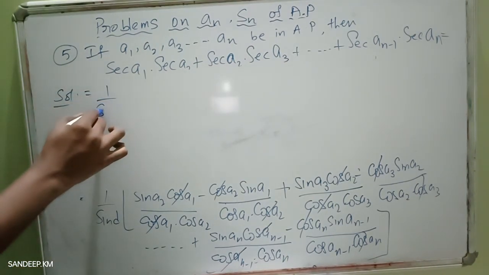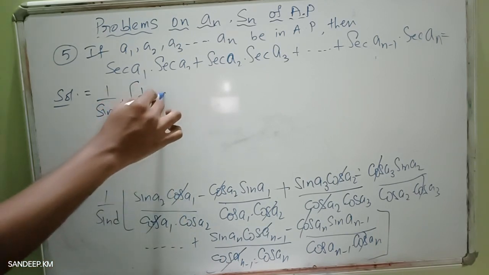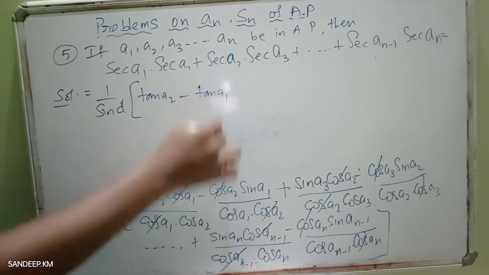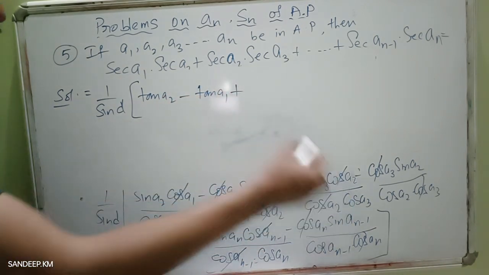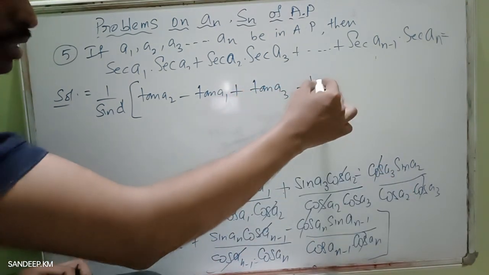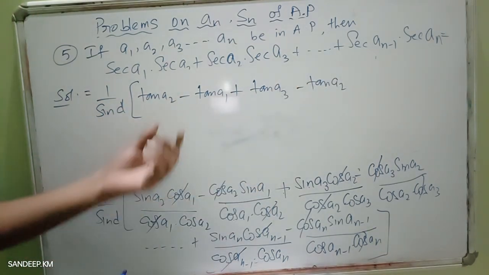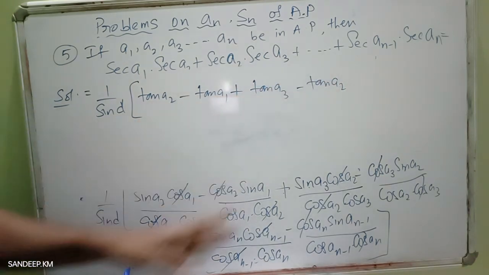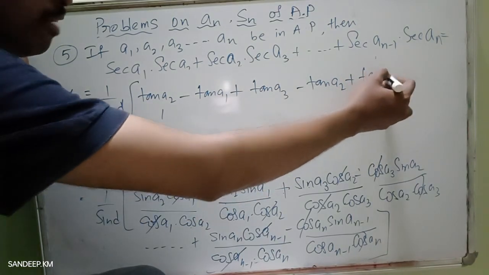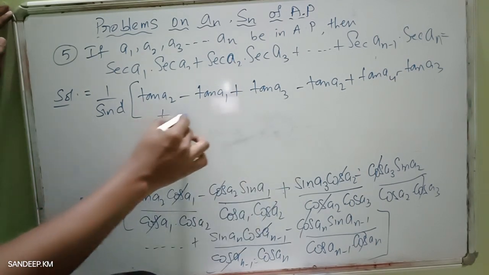So 1 by sin d as it is. Sin a2 by cos a2 is tan a2 minus sin a1 by cos a1 is tan a1, plus sin a3 by cos a3 is tan a3 minus sin a2 by cos a2 is tan a2, and you can easily imagine what is the next term in this series. A2 minus a1, a3 minus a2, and then I am writing the next term actually. What is it? Tan a4 minus tan a3, so that you will have clarity. That's it. Plus and so on.